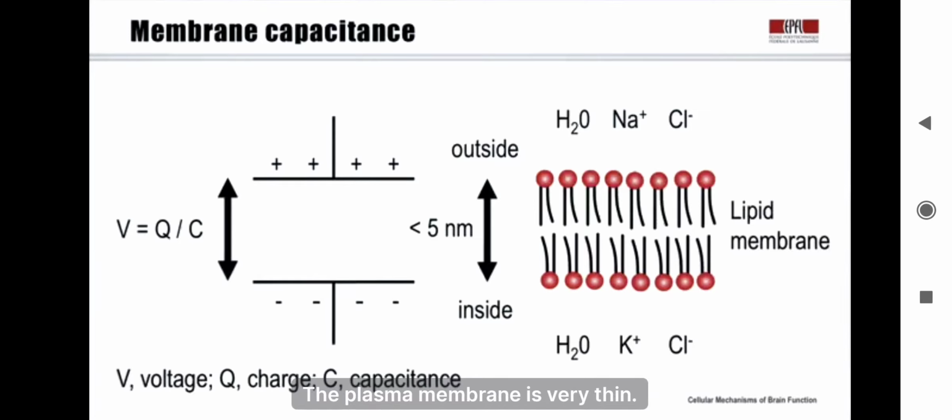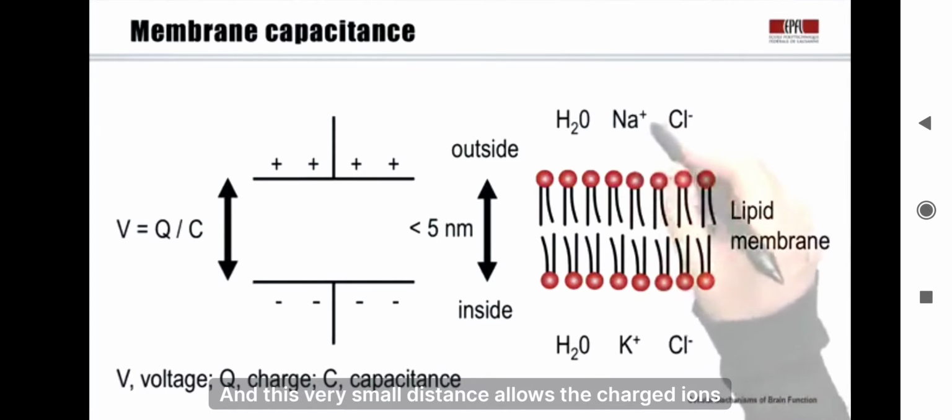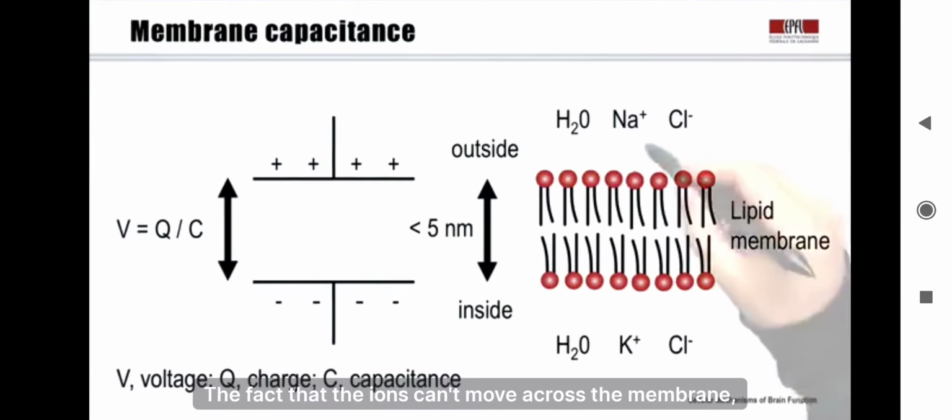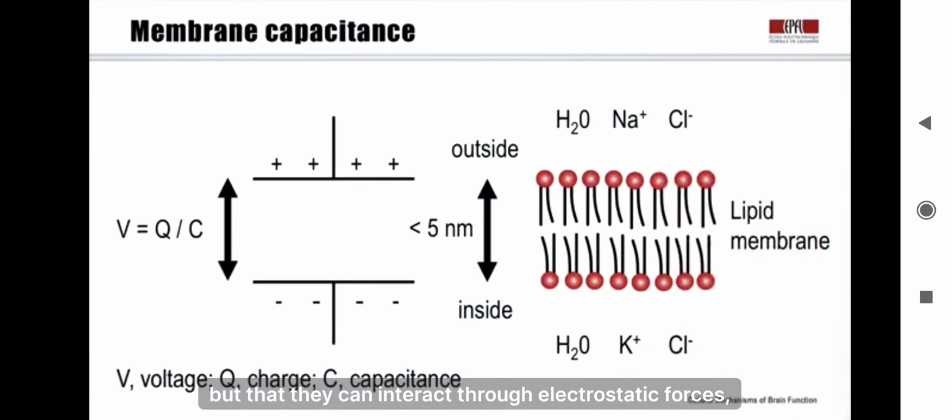The plasma membrane is very thin. It's about 5 nanometers in thickness, and this very small distance allows the charged ions on one side of the membrane to interact through electrostatic fields with the charged ions on the other side of the plasma membrane. The fact that the ions can't move across the membrane, but that they can interact through electrostatic forces, means that the lipid membrane is a capacitor.